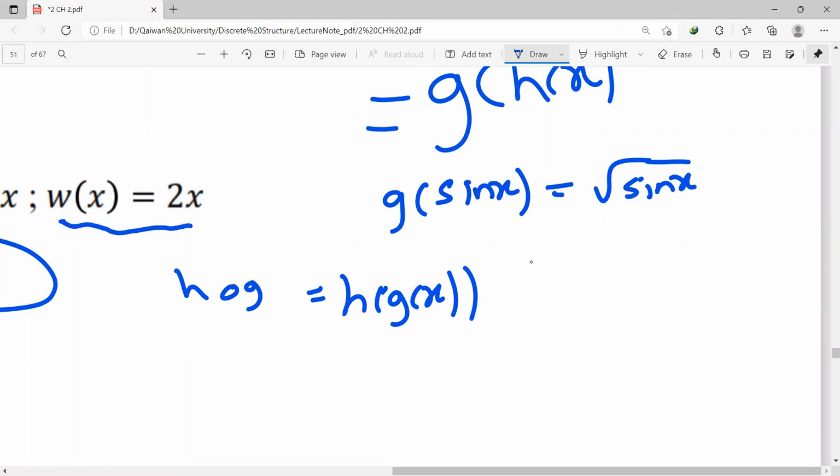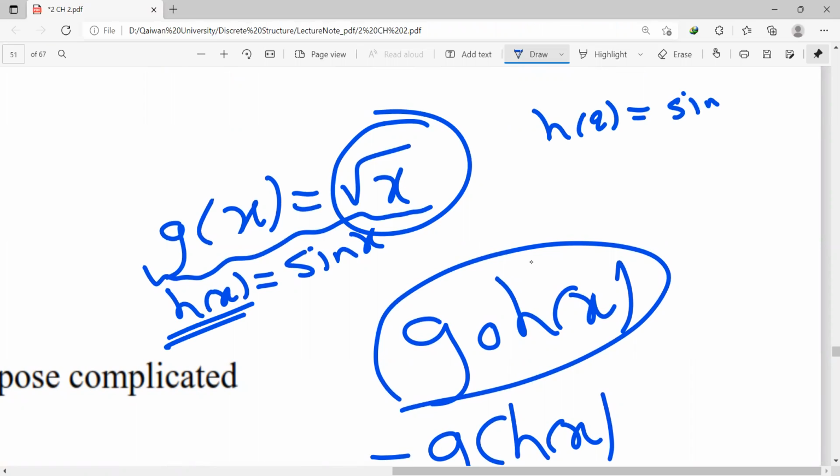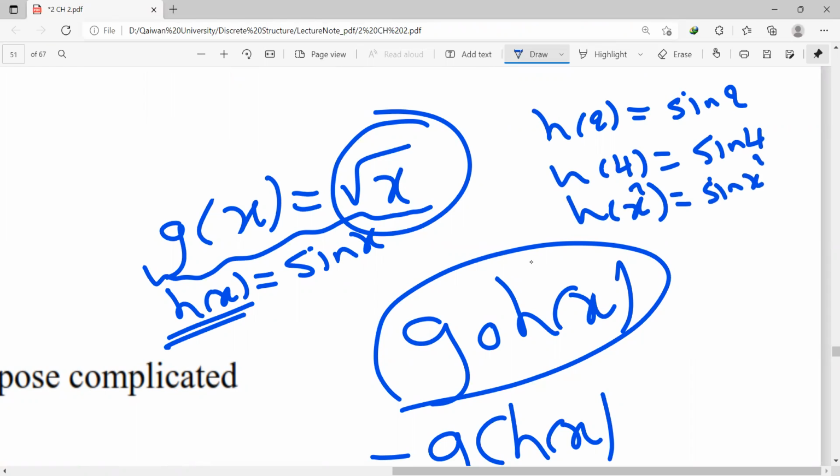How about this one? It equals H of G of X. What's G of X? G of X is the square root of X. This is G of X, and this is H of X. This H of X is sin X. How about H of 2? Sin 2, is it? How about H of 4? It's sin 4. How about H of, let's say, X squared? Sin X squared, is it?